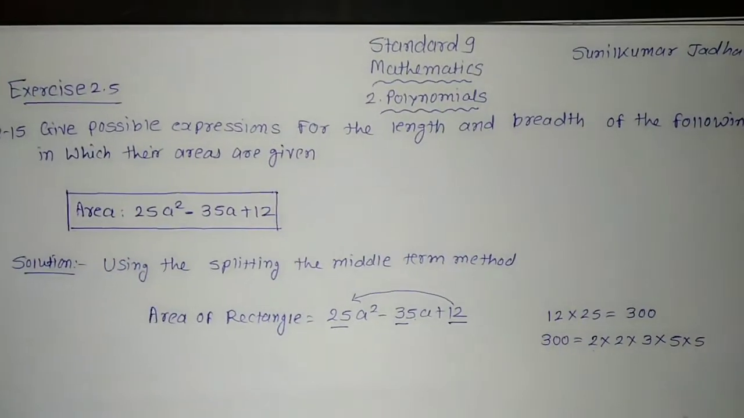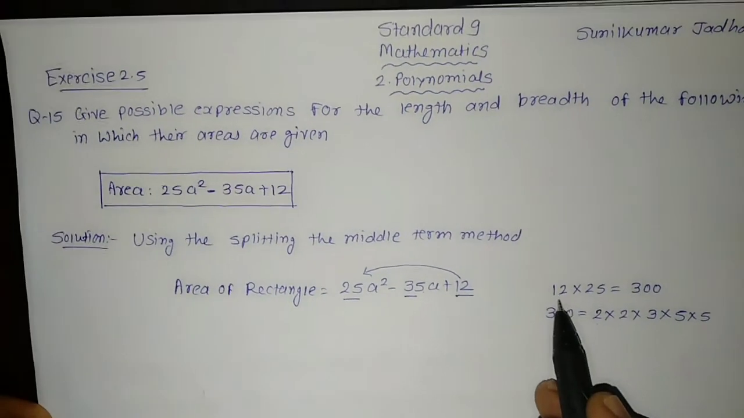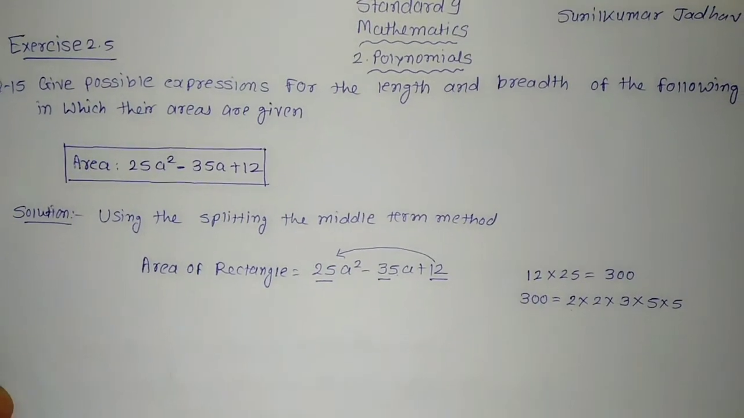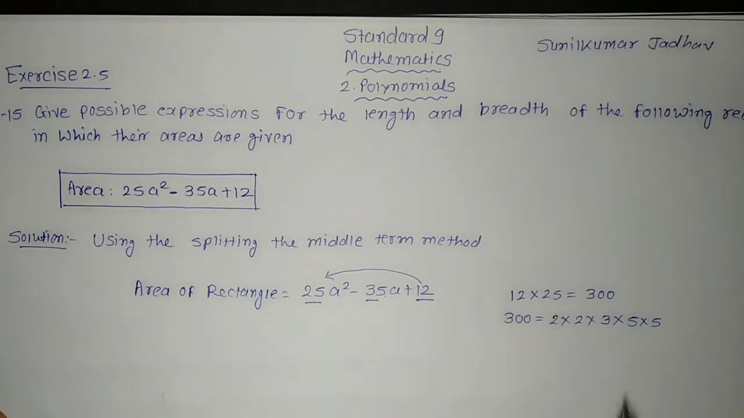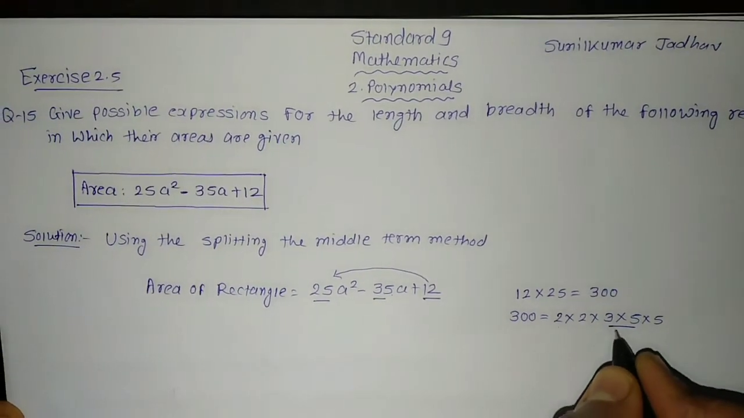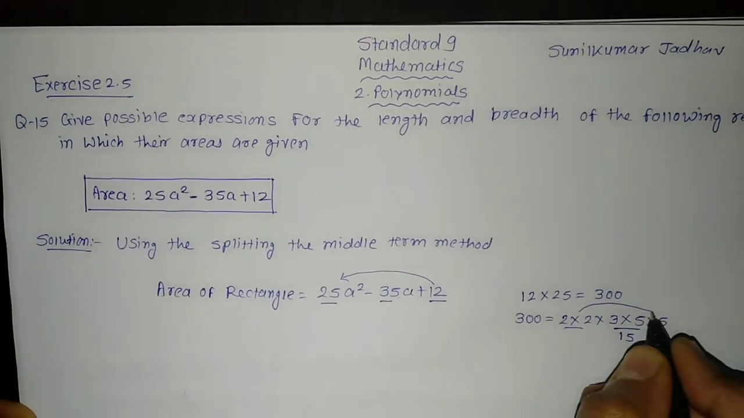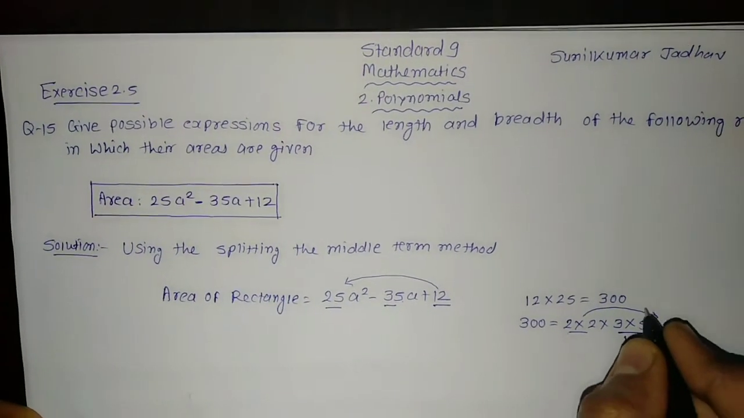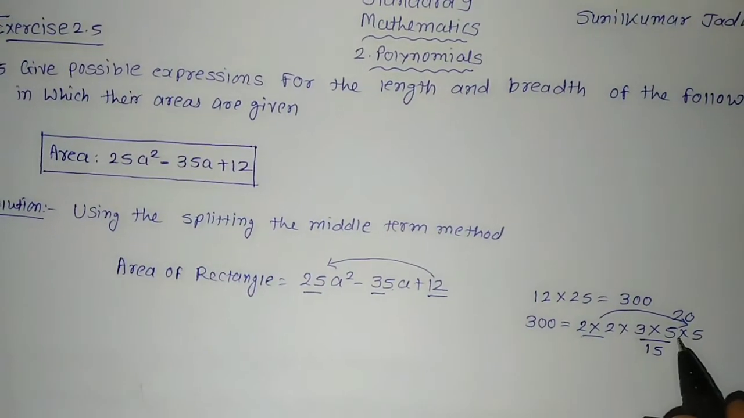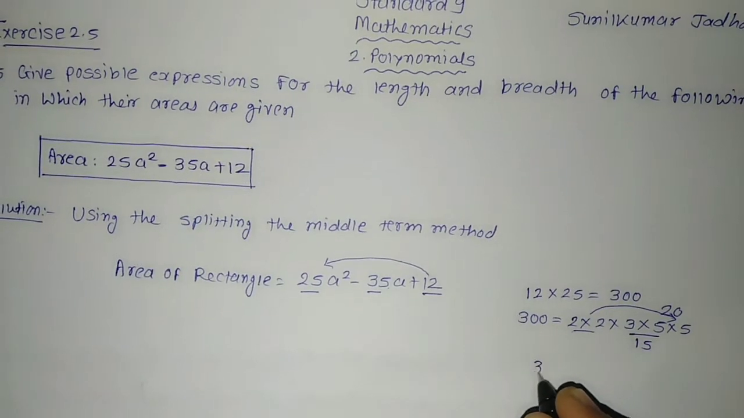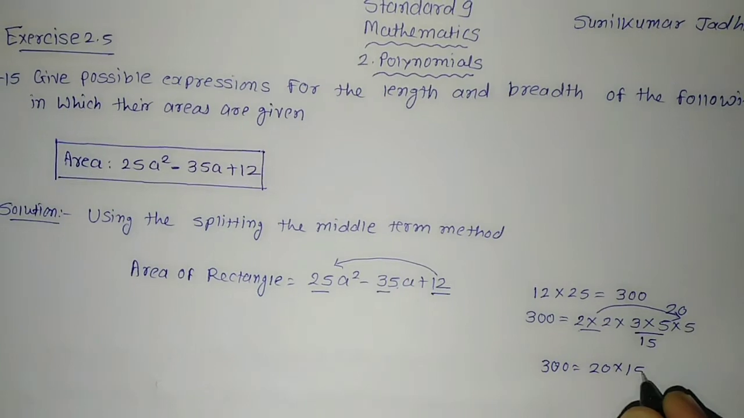So let us try to do that. If we try 25 and 12, it is not possible to get 35. We'll go further. Let us try this: 5 3s are 15 and 2 2s are 4, and 4 5s are 20. Okay, 20 and 15. These are the two factors. 300 is equal to 20 into 15.